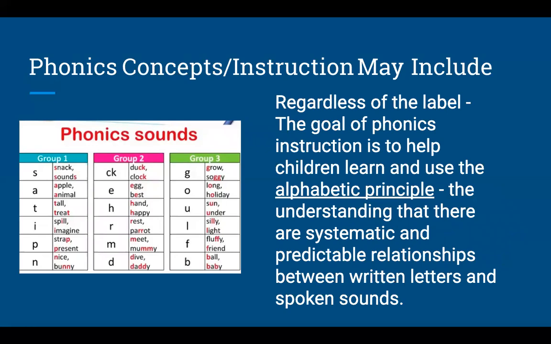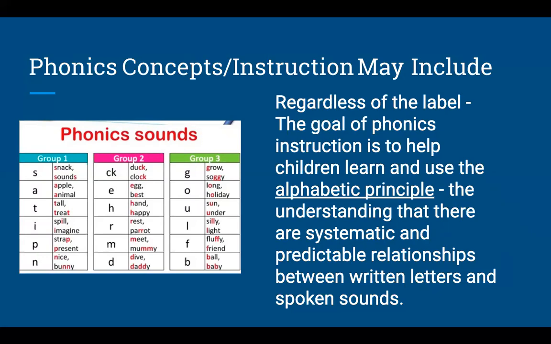All right, so then moving on into the content. Phonics concepts and instruction may include... The goal of phonics instruction overall is to help children learn and use the alphabetic principle. What the alphabetic principle is, is the understanding that there are systematic and predictable relationships between letters and spoken sounds.